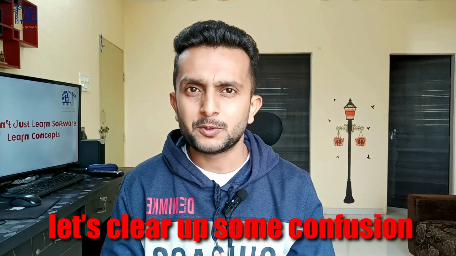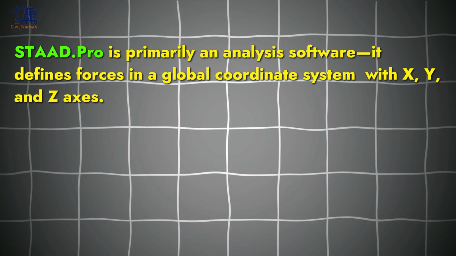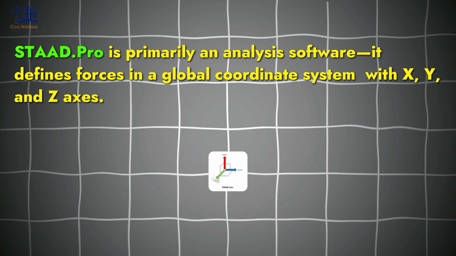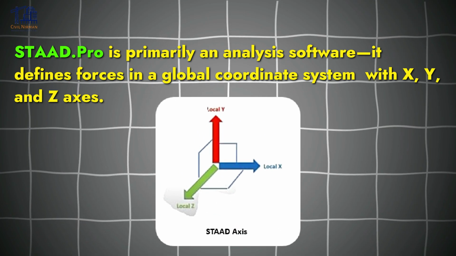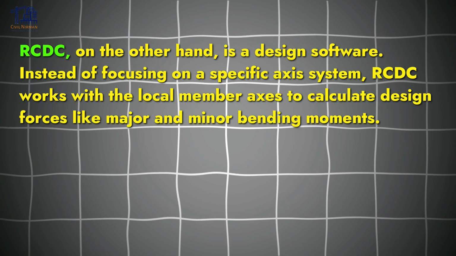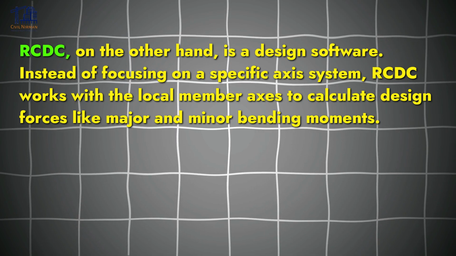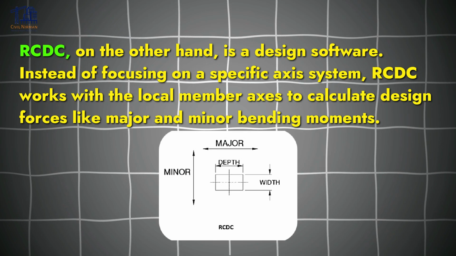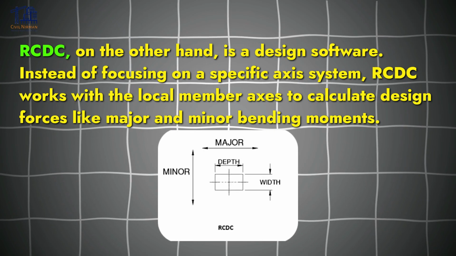Now before jumping into the answers, let's clear up some confusion. First, STAAD.Pro is primarily an analysis software. It defines forces in the global coordinate system with X, Y and Z axis. RCDC, on the other hand, is a design software. Instead of focusing on a specific axis system, RCDC works with the local member axis to calculate design forces like major and minor bending moments.